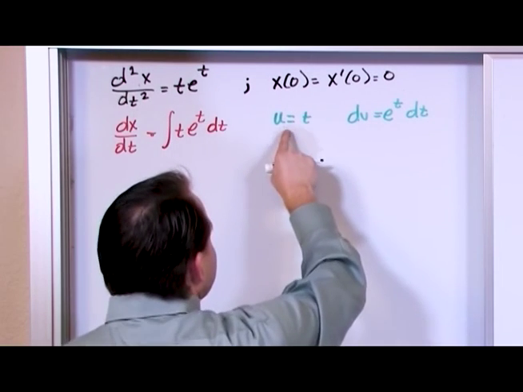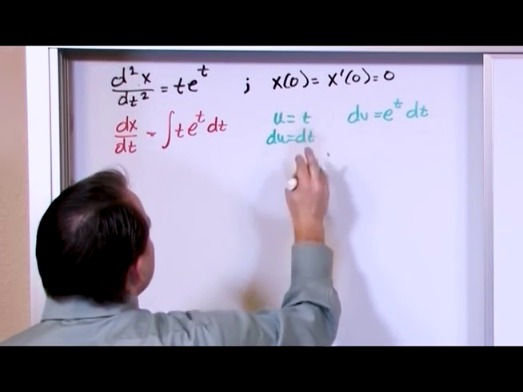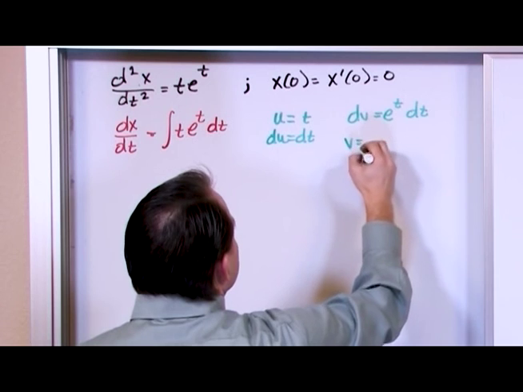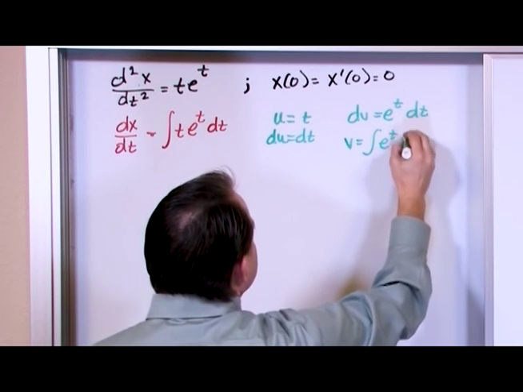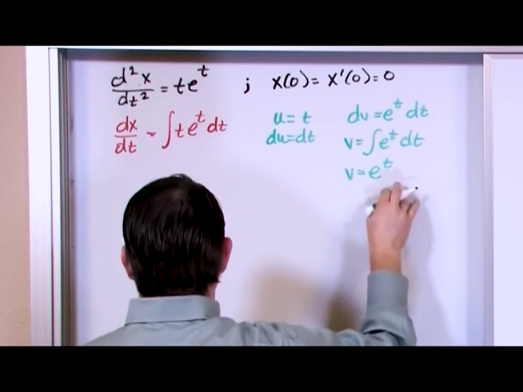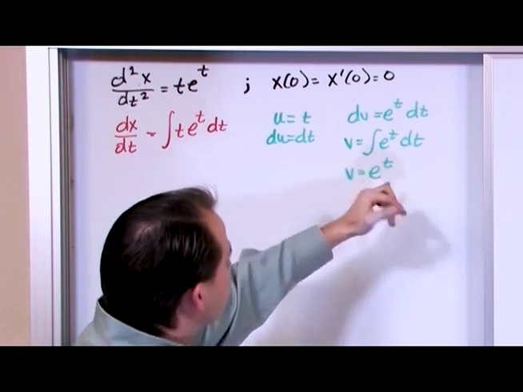So the next thing you do is take the derivative of this guy, so du is equal to dt. And the next thing you do over here is take the integral of this guy. So v is equal to the integral of e to the t dt. Obviously this is a really simple integral. v is equal to e to the t, because the integral of an exponential is itself an exponential.